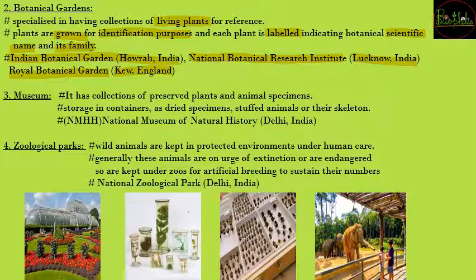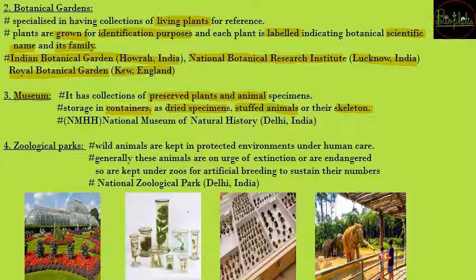Third taxonomic aid है that is museum. म्यूजियम के केस में जो कलेक्शन होगा, that is because of the preserved plants and animal specimens. बोटानिकल गार्डन्स में सिर्फ प्लांट्स थे, हर्बेरियम में भी सिर्फ प्लांट्स थे, but in museums you would have both plants and animals. Now these preserved plants and animal specimens can either be stored in containers or they can be as dried specimens, या फिर stuffed animals के form में, या फिर skeletal remains can also be preserved in the museum.